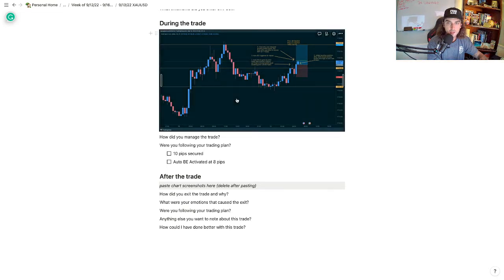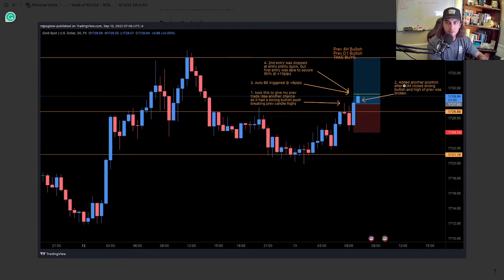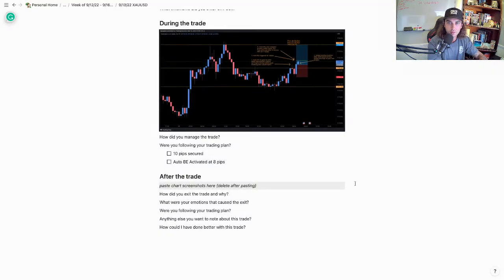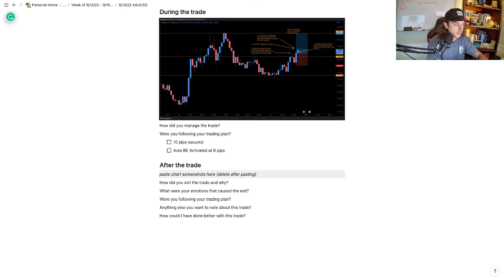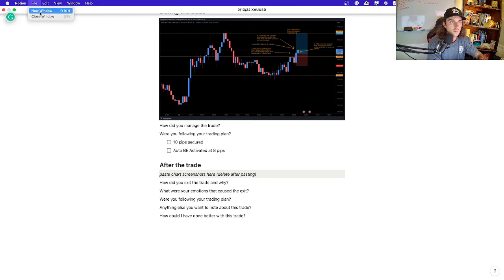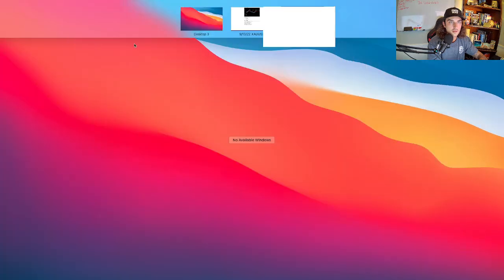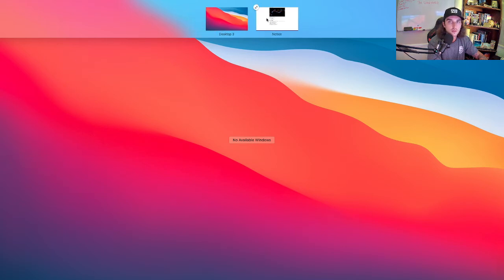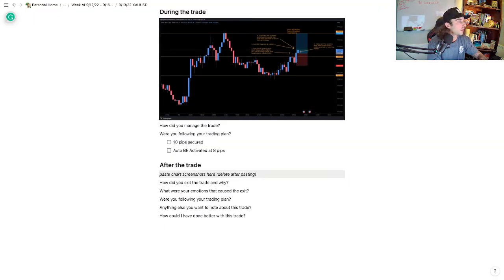How did I manage the trade? So as you can see, here are my notes: added another position after 30-minute close, strong bullish, and high previous 30-minute was broken, etc., etc. So those would all be notes of how I managed the trade. I don't feel like typing all this out, so I'm just going to do a little copy paste.